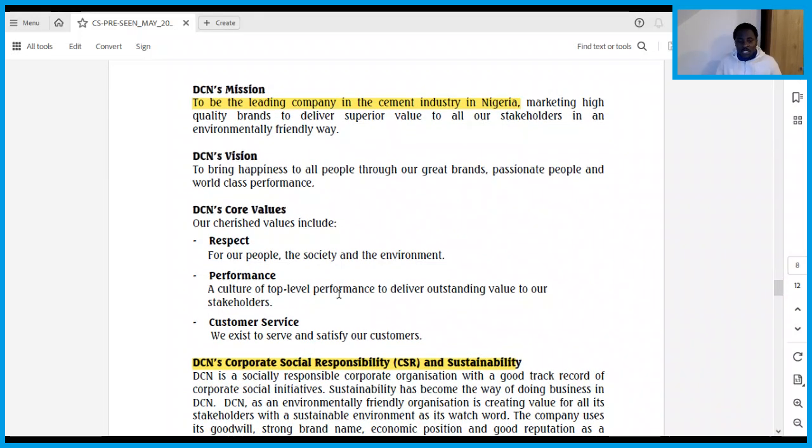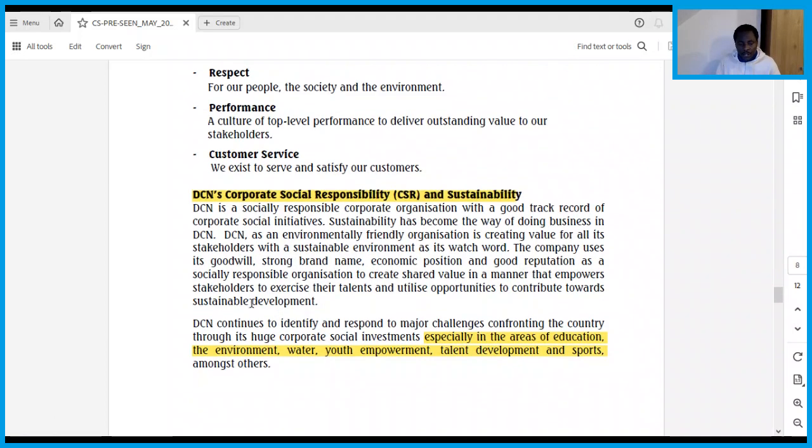So DCN had a mission, and the mission is to be the leading company in the cement industry. Don't forget, of course, they have vision, they have core values and the like. Also, I highlighted corporate social responsibility, which we do call CSR, and sustainability.